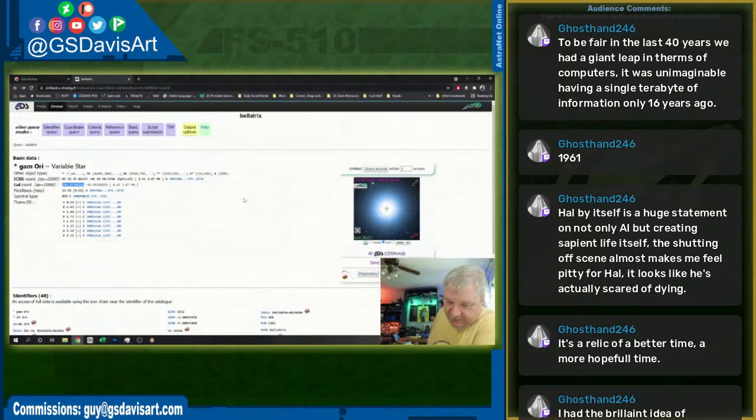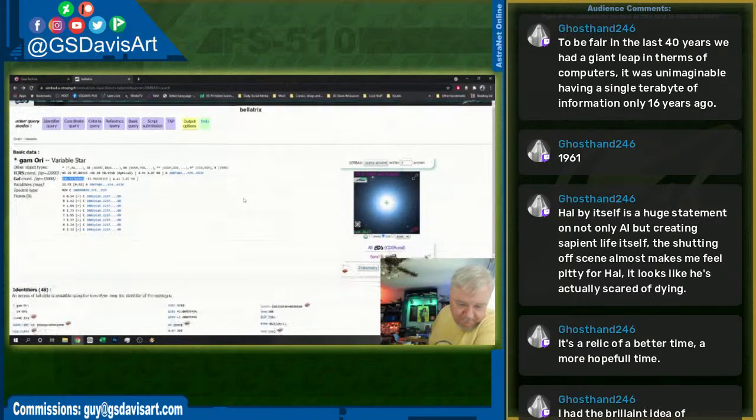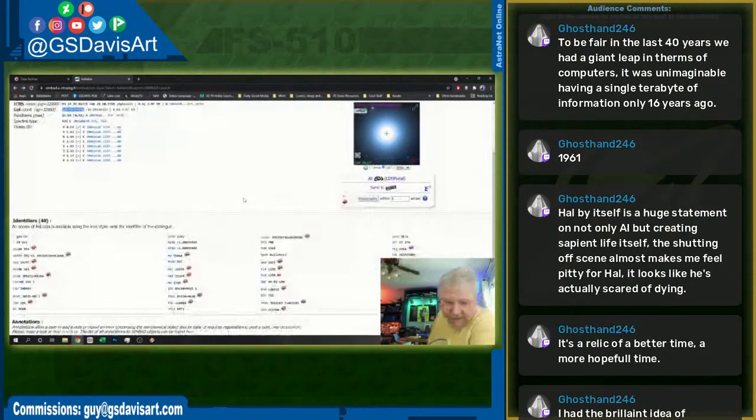So we also need to find its... Ooh, hey, you know what's here? Look at all these different references. Like, do we have its number? Huh. What I'm not seeing down here is Gaia information.